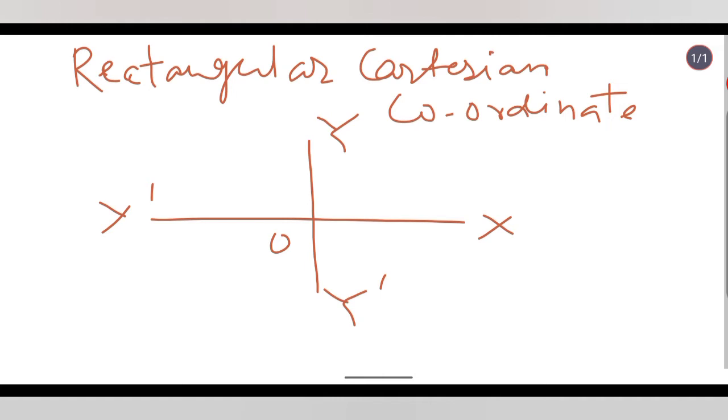So the lines x o x dash and y o y dash are called axes of x and y. Two lines taken together, x o x dash and y o y dash, are called coordinate axes or the axis of coordinate. Here both the axes are mutually perpendicular. Clear? So now move to the next part.